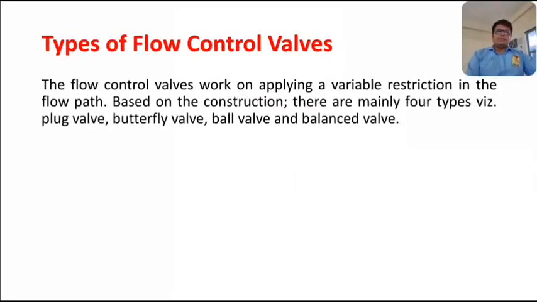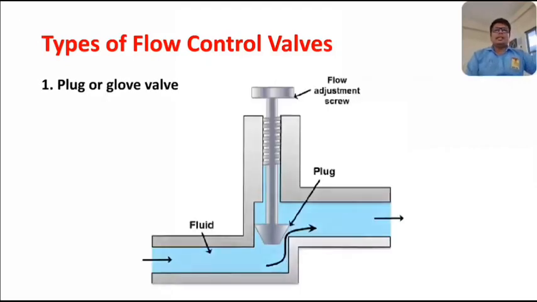one by one. The flow control valve works by applying a variable restriction in the flow path, and based on the construction there are mainly four types: the plug valve, the butterfly valve, the ball valve, and the balanced valve. So let us go through this one by one. First one is the plug valve, that is also known as a globe valve. This type of valve is quite commonly used, and it is also termed a globe valve.